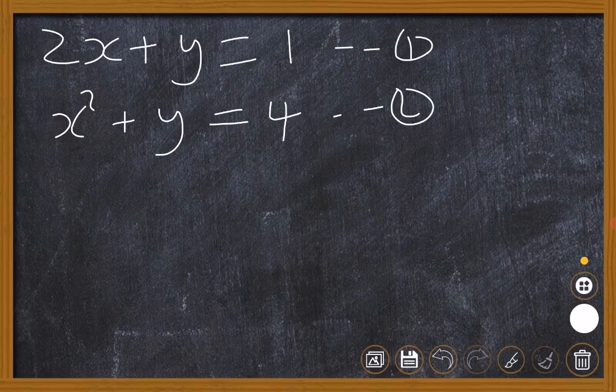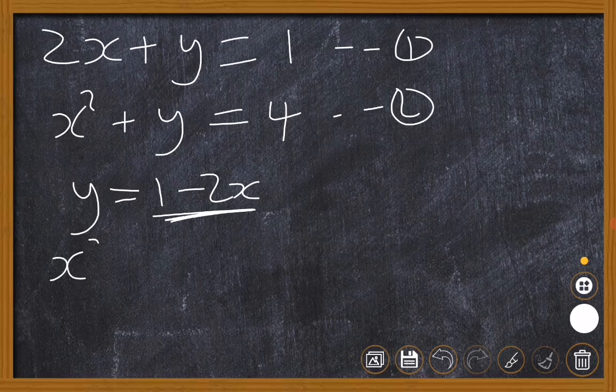Okay, let's make y the subject of the formula, because it's quite easy to make y. You just move things across the equal sign, y equals 1 minus 2x. So now we can substitute that function into equation 2. So now we've got x squared plus, in place of y you substitute 1 minus 2x, equal to 4.